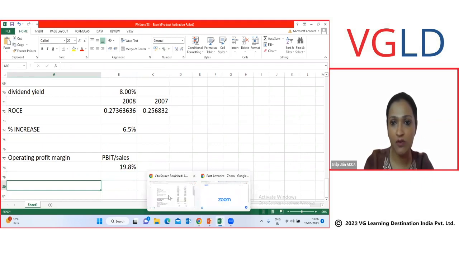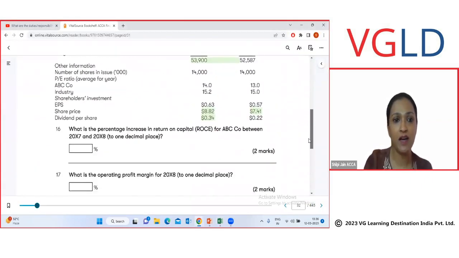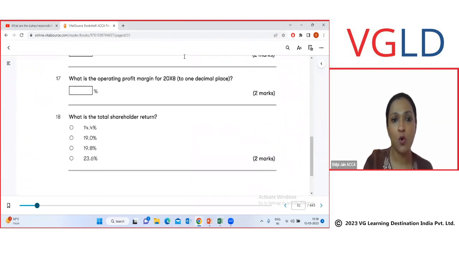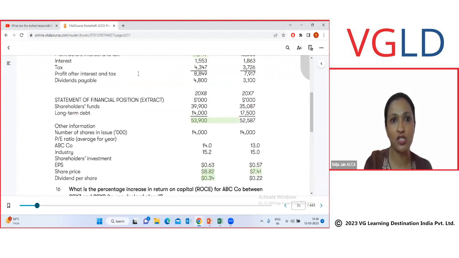Let's hop on to the next question then. I hope it's clear with everyone. Total shareholder return. I'm sure you all are pros at it by now. So quickly calculate total shareholder return. Let me show you the requisite figures to be able to calculate total shareholder return.